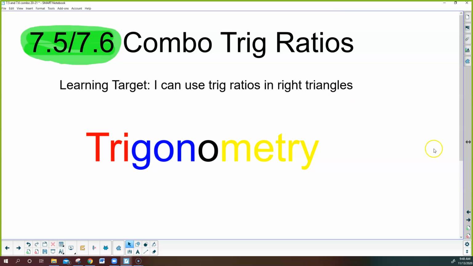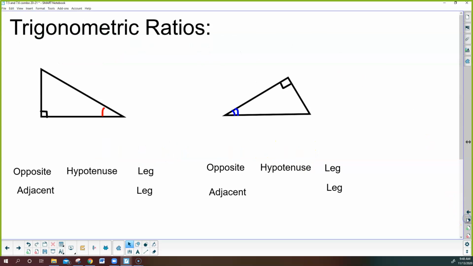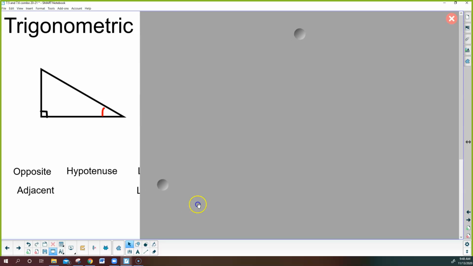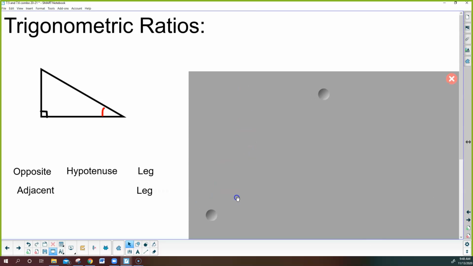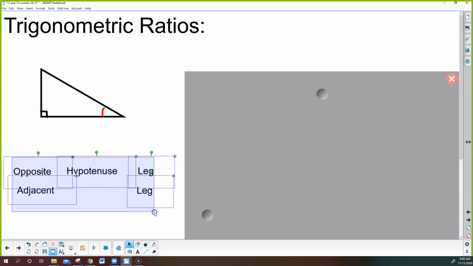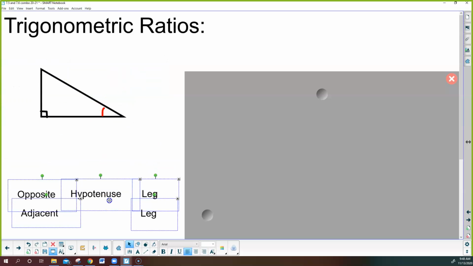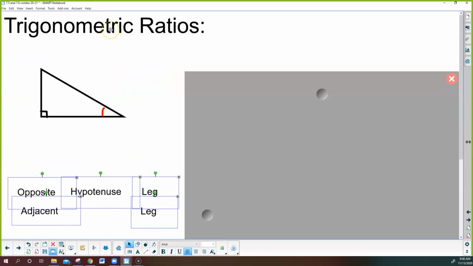We're not going to get a lot into that, and we have a pretty heavy day. Notice the title is 7576, so we're going to do parts of both of them, but it really gels nicely together. Okay, I would like you to draw this piece here, but we're going to drag and place these pieces into the correct spots.